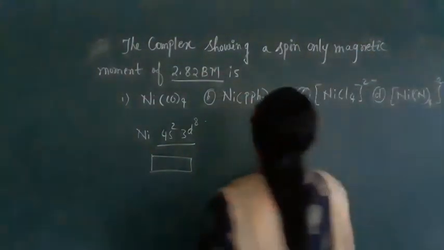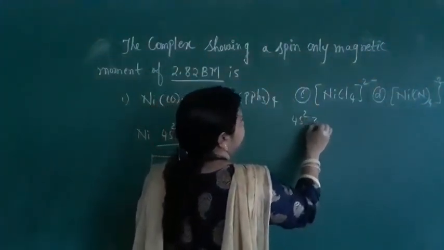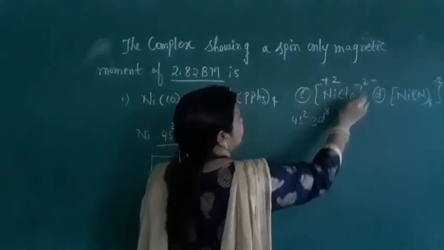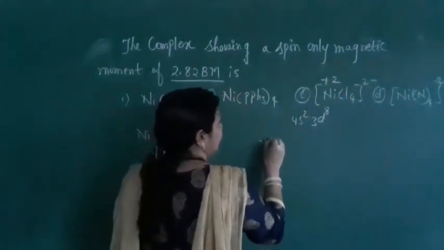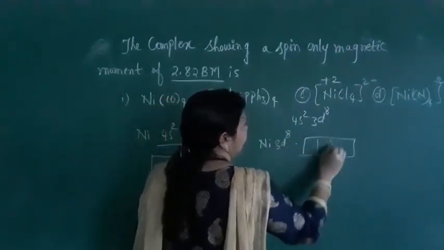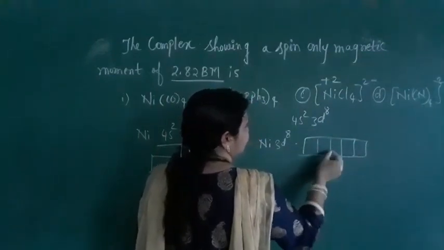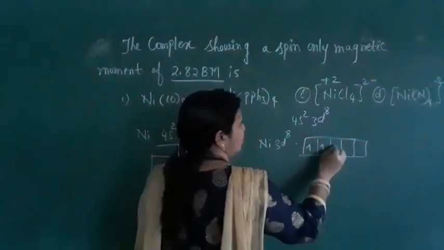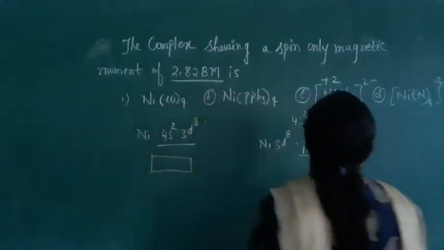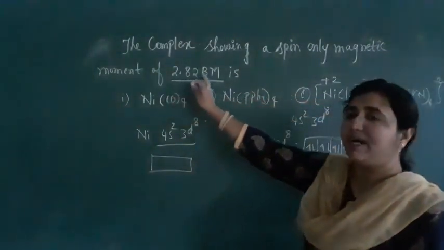In this case, now, NiCl4. Nickel 28 means 4s2 3d8, and a plus 2 charge will come on this nickel, so for plus 2 it is nickel 3d8. How many unpaired electrons in 3d8? 1, 2, 3, 4, 5, 6, 7, 8. We get 2 unpaired electrons, so the magnetic moment will be 2.82.